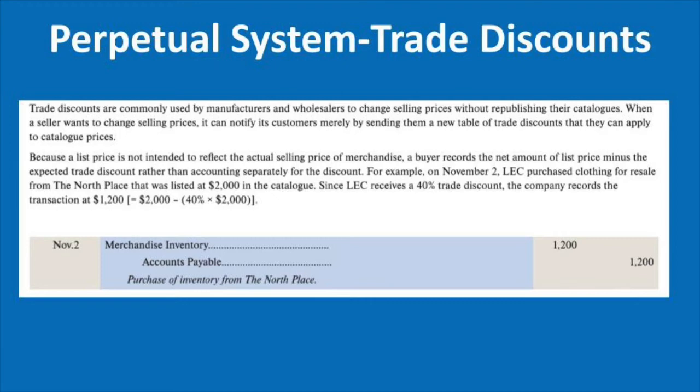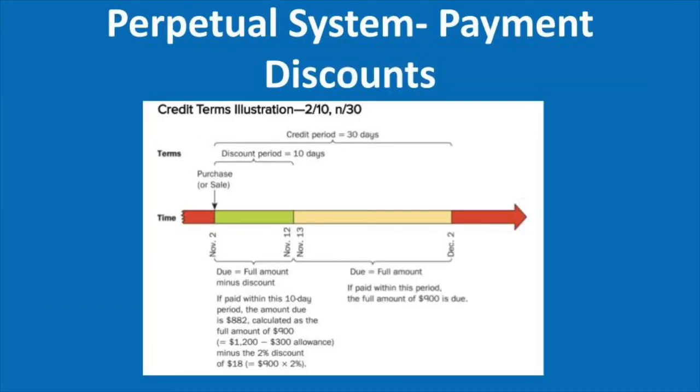So, for example, on November 2nd, LEC purchased clothing for resale from the North Place. It was listed at $2,000 in its catalog. LEC receives a 40% trade discount. The company records the transaction at $1,200 and $1,200. So merchandise inventory would be recorded at $1,200 and the accounts payable recorded at $1,200.